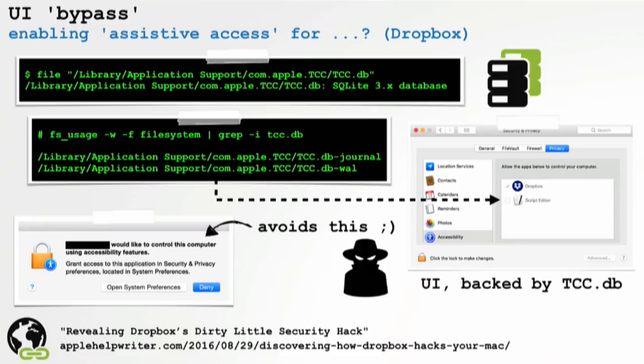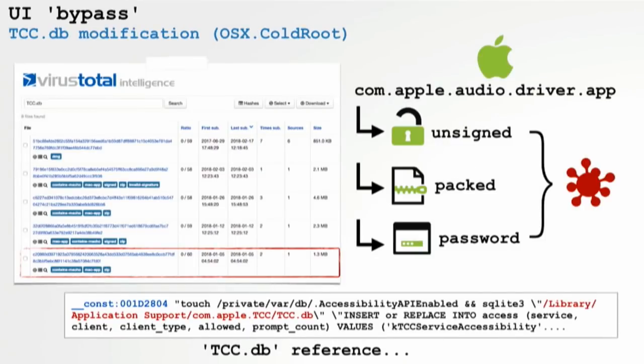So what Dropbox is doing, rather suspiciously, is directly modifying this tcc.db file to give itself accessibility rights and avoiding this second UI alert altogether, which is, I think, kind of shady.